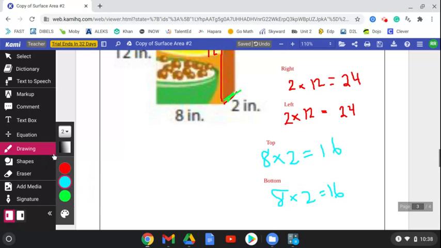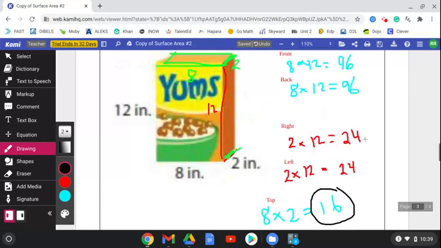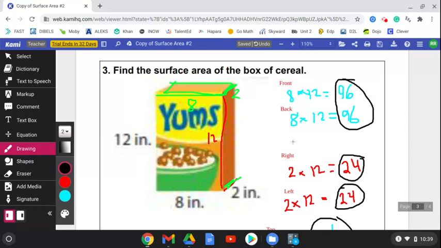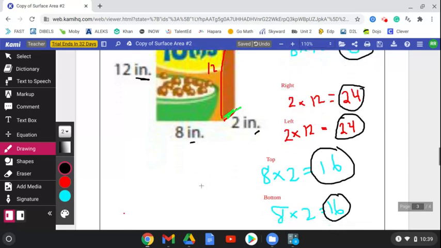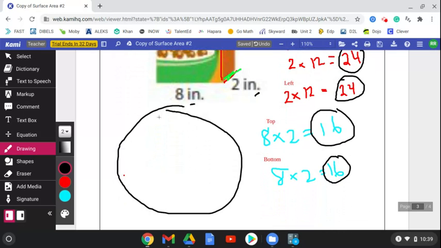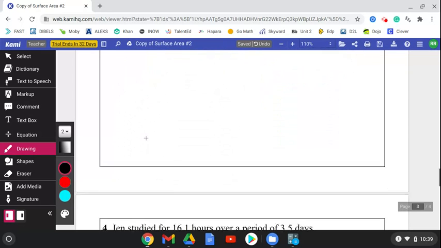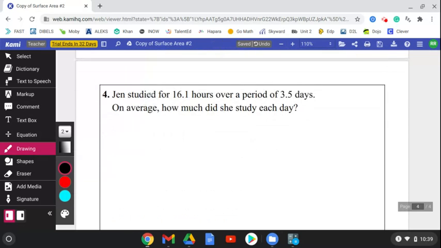Okay, so once I find the area of all the faces, my final step is just to add all of these up. So 16 plus 16 plus 24 plus 24 plus 96 plus 96. Add all of those up, and because this is surface area, this would be inches squared. So show me over here how you add all of them up and then label inches squared. Number 4, final one here.